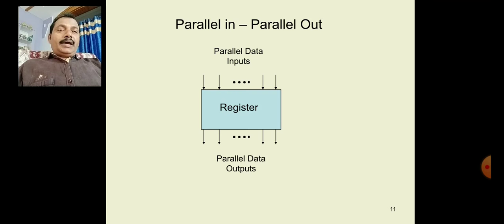Now, parallel in, parallel out shift register. Here the data is input into the register in parallel, and the data is read from the register in parallel. So this is a parallel in, parallel out with one clock pulse. Parallel in is done with one clock pulse, and parallel out is read.